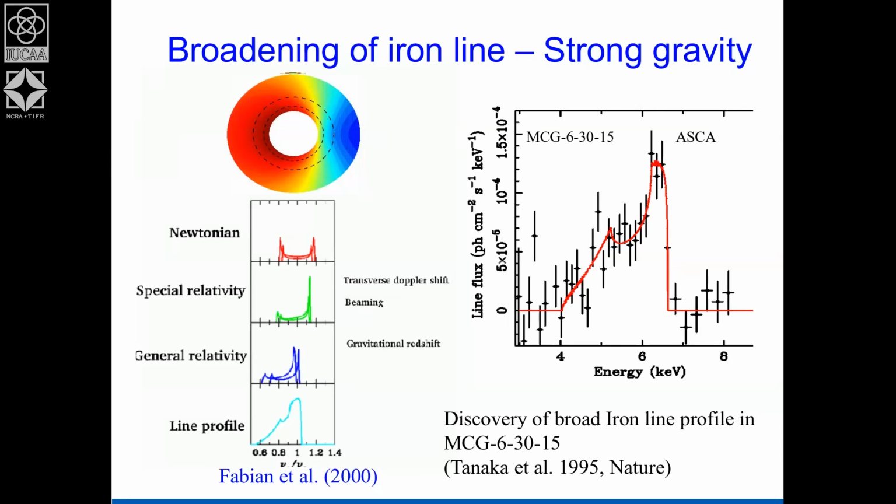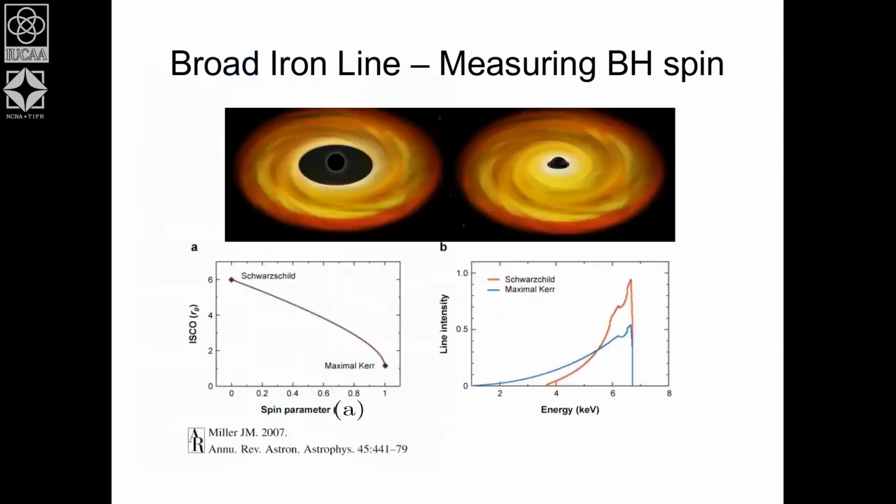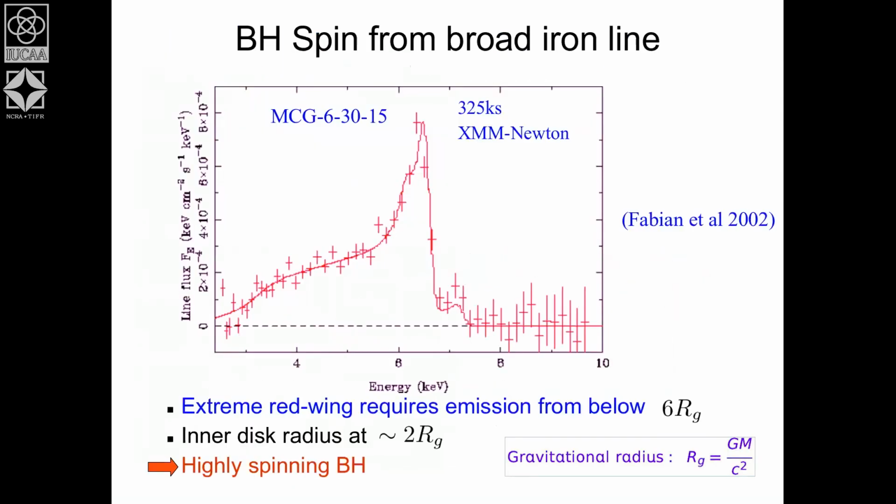And this is the characteristic line profile which was observed by the Japanese satellite called Advanced Satellite for Cosmology and Astrophysics. This was a model fitted, and this was an interesting result, because one can now use this broad iron K alpha line to probe the innermost regions surrounding the black hole. So I think I will skip these things. This is another observation of a broad iron line.